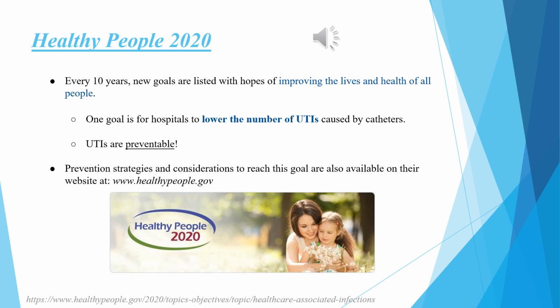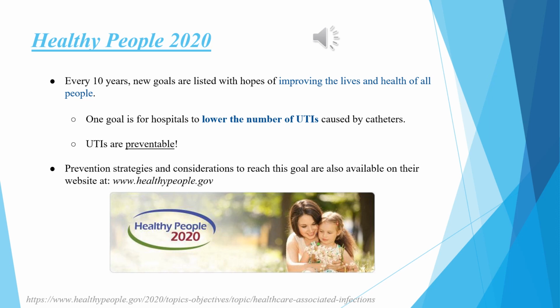Healthy People 2020. Every 10 years, this organization puts out a new list of community health guidelines with the goal of improving the lives and health of all people. Healthy People 2020 is the most recent list. On that list, one of their goals is for hospitals to lower the number of urinary tract infection cases. And the main thing is that UTIs are preventable, as we've learned throughout this presentation.